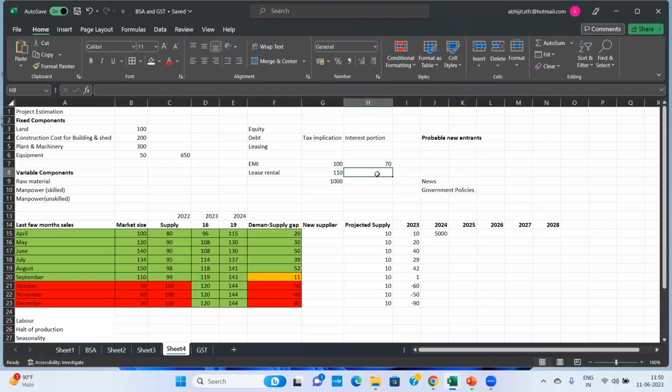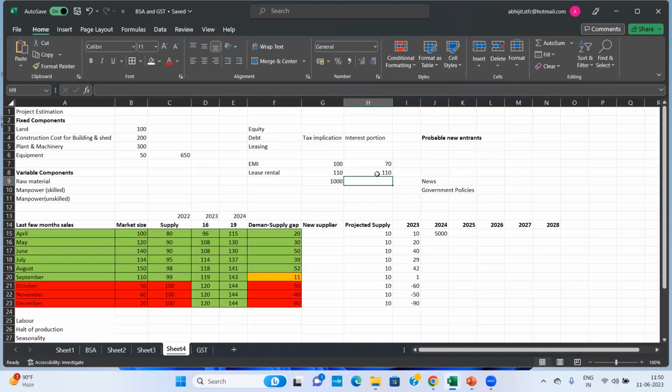Lease rental, this entire 110 is debited to the PL account. Entire lease rental amount is debited to profit and loss account. So your net profit is getting reduced by 110. So the entire amount is tax free. This is the benefit of lease rental.